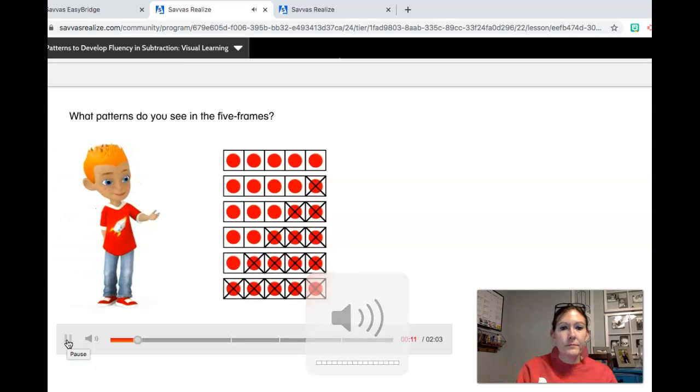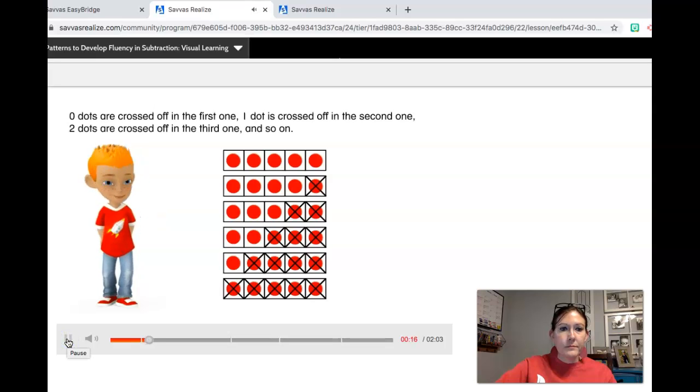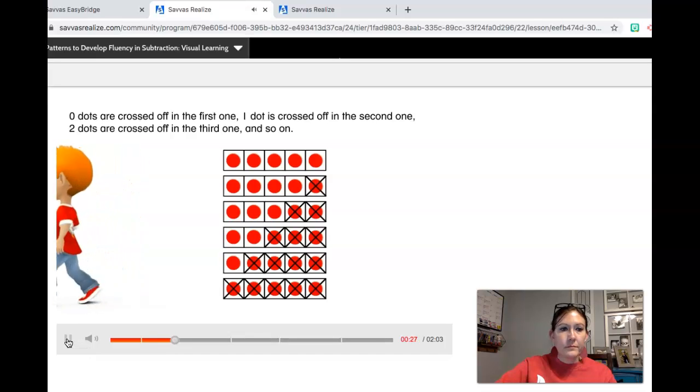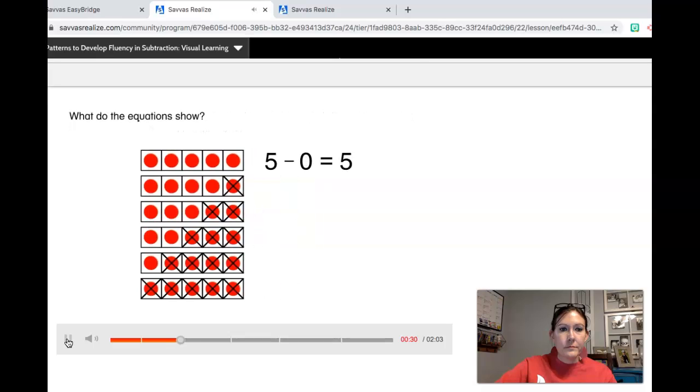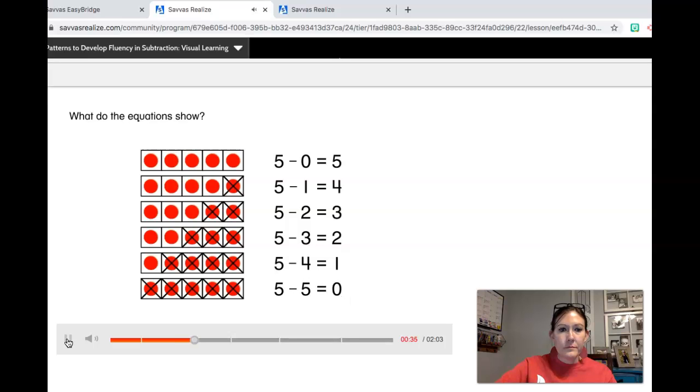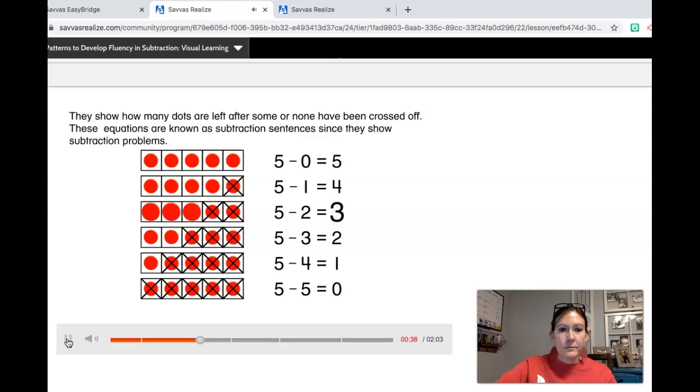What patterns do you see in the 5 frames? Zero dots are crossed off in the first one. 1 dot is crossed off in the second one. 2 dots are crossed off in the third one, and so on. What do the equations show? They show how many dots are left after some or none have been crossed off. These equations are known as subtraction sentences, since they show subtraction problems.